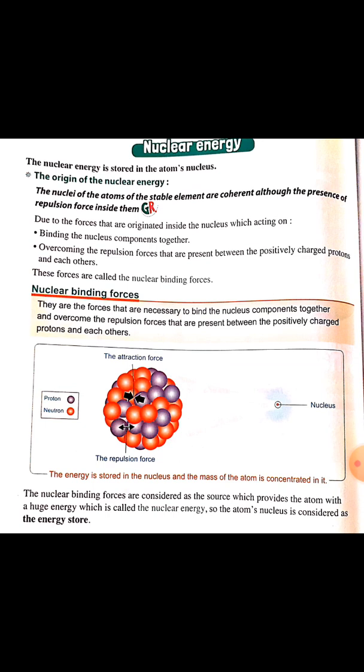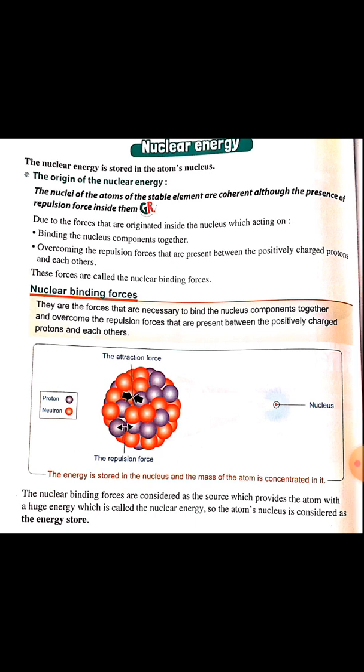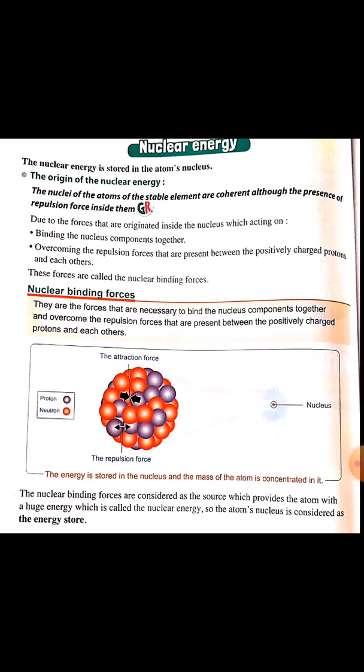Look, all protons are positive, so there is a repulsion force between them. But we have a kind of attraction force between protons and neutrons. This force is called the nuclear binding force. It is the force necessary to bind the nucleus components together and overcome the repulsion force present between the positively charged protons.